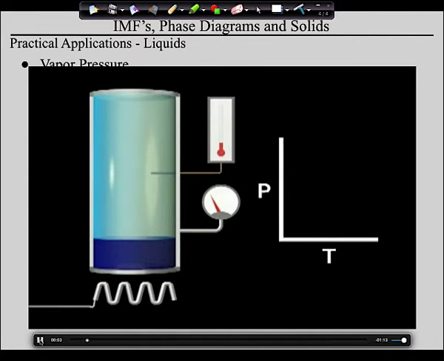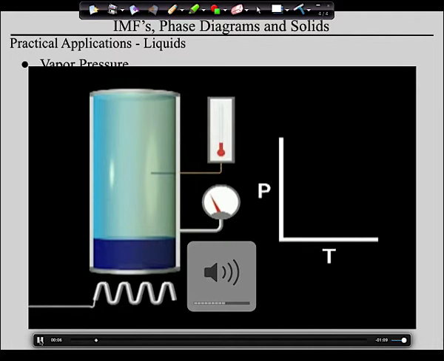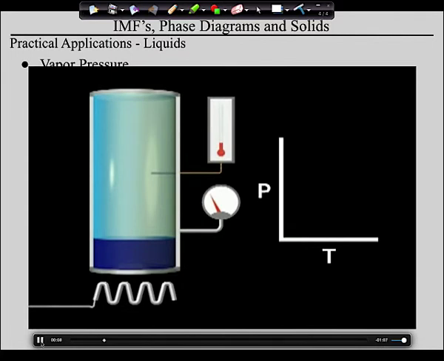A liquid confined to a cylinder, as shown here, with no other substances present, exerts a vapor pressure in the space above it. Molecules continuously transfer back and forth between the gas and liquid phases. The gas pressure in the cylinder represents the vapor pressure of the liquid that results from this equilibrium.